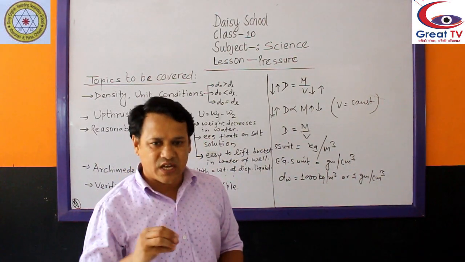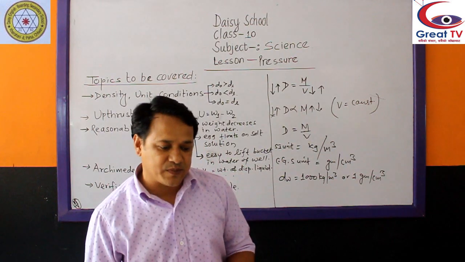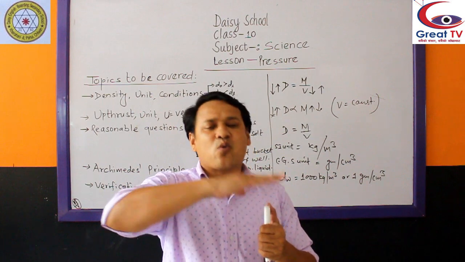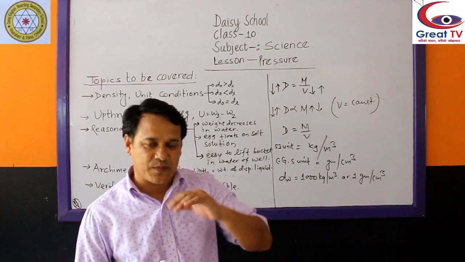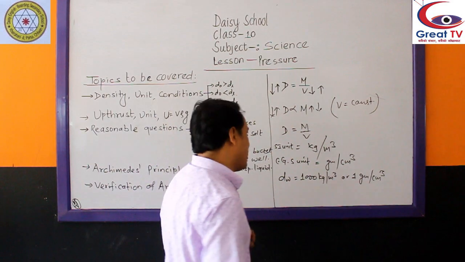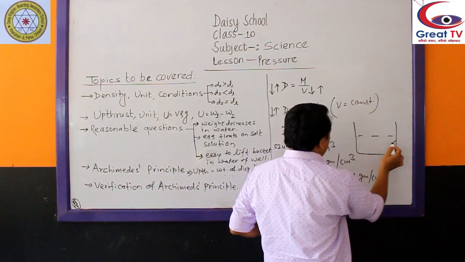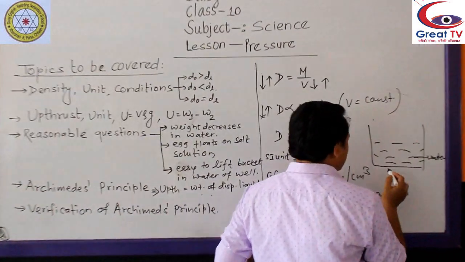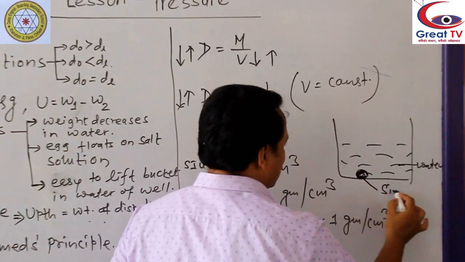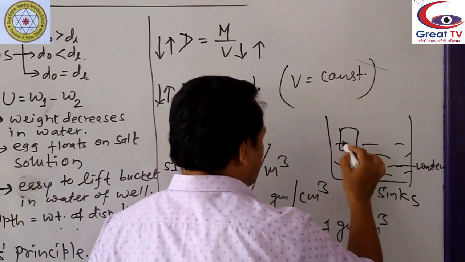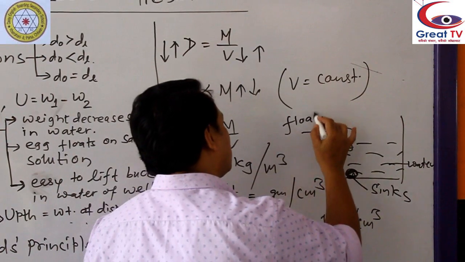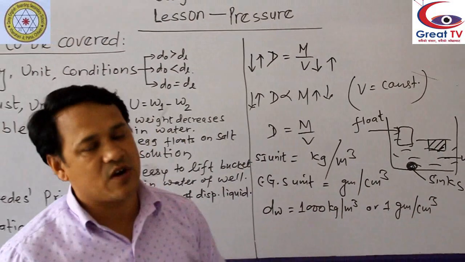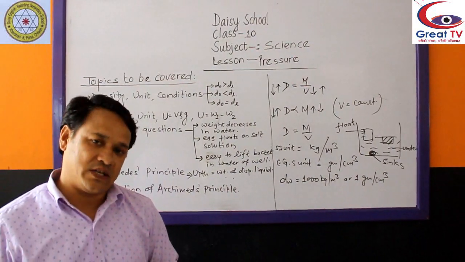When we keep any object into water, into a liquid, some objects sink, some objects float, and some objects are such that the upper surface of the object becomes equal to the surface of the water. If we keep some objects in water, some sink, some float, and for some the upper part of the object is level with the surface of water. Three possible conditions we can find.